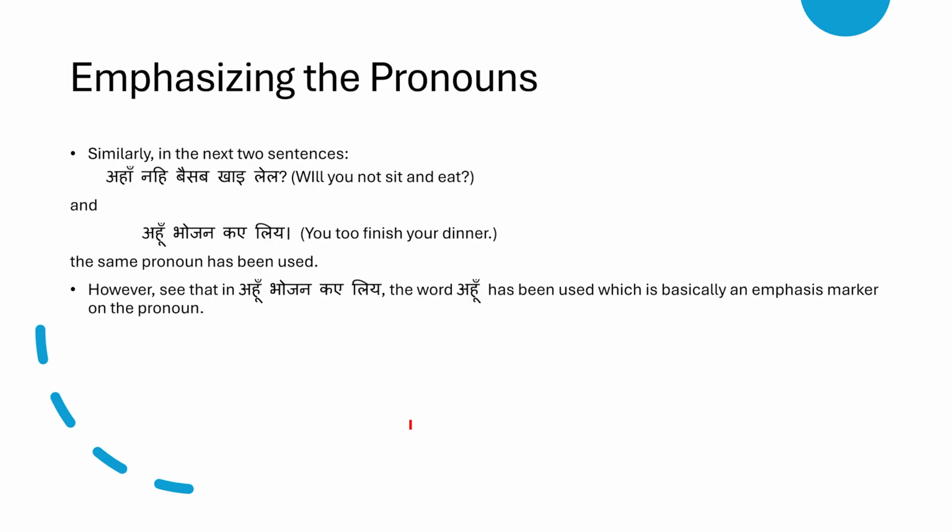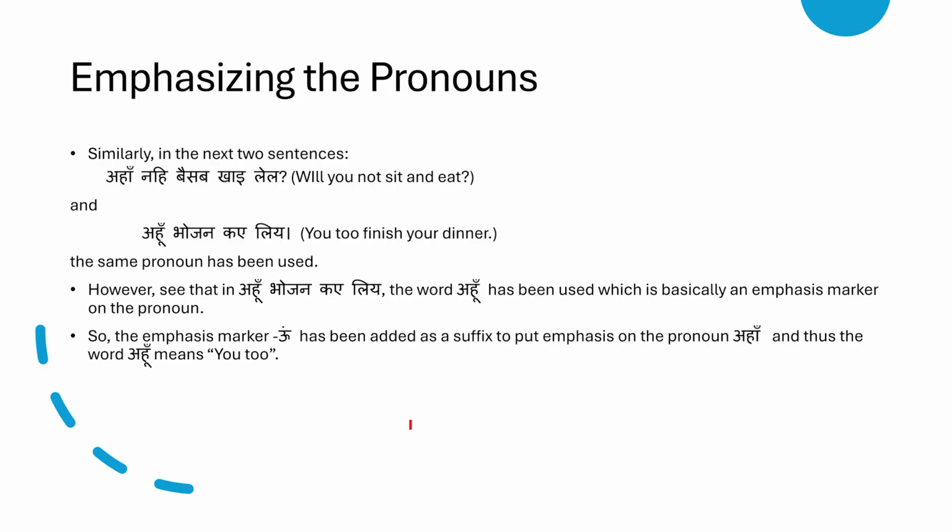However, see that in "ahun bhojan kai liya," the word ahun has been used, which is basically an emphasis marker on the pronoun. So, ahun is basically the emphatic form of the pronoun aha. The emphasis marker has been added as a suffix to put emphasis on the pronoun aha, and thus the word ahun means you too.